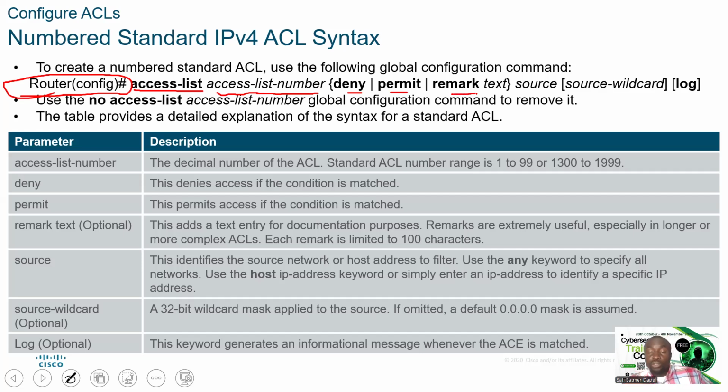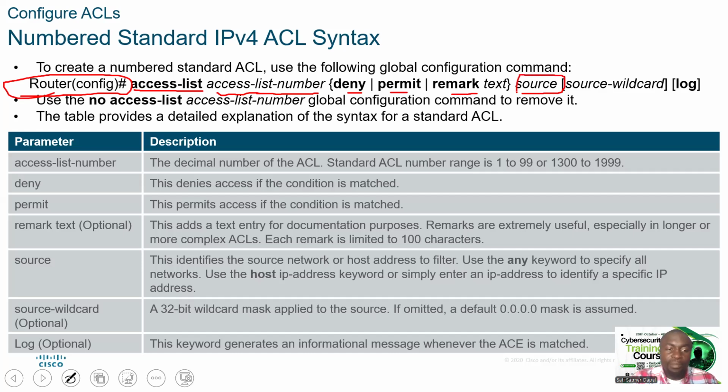Remark is when you are doing documentation, you want to give an explanation to the access control list. That's what you do that. So you say access list 10, then you say deny. Yeah. So that's the syntax. Now, when you give that deny, then you give the source IP address.